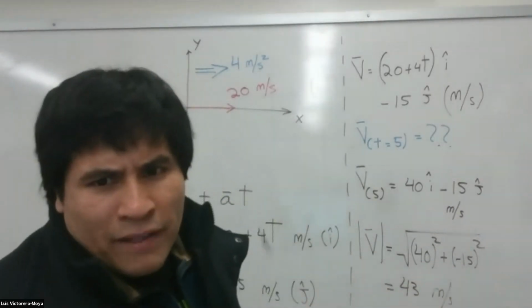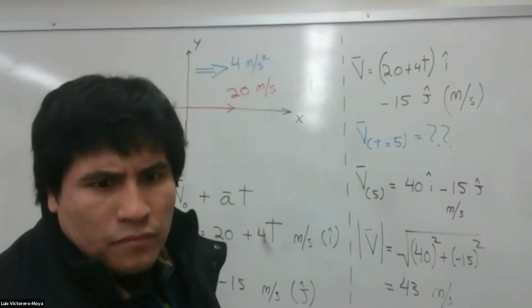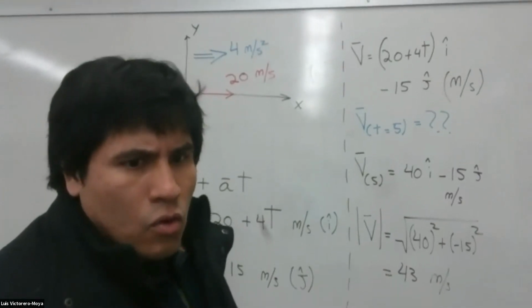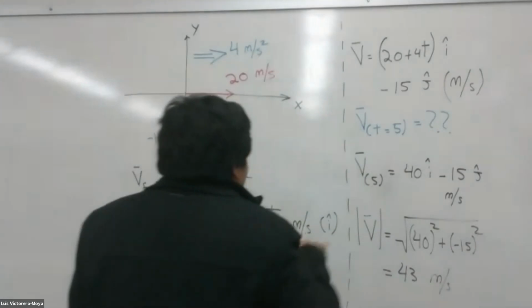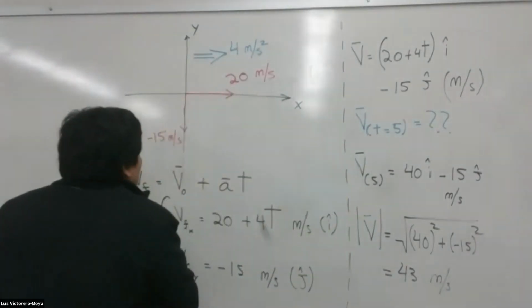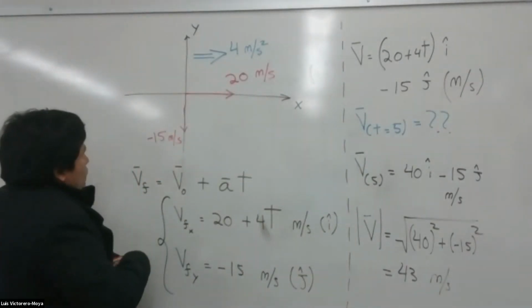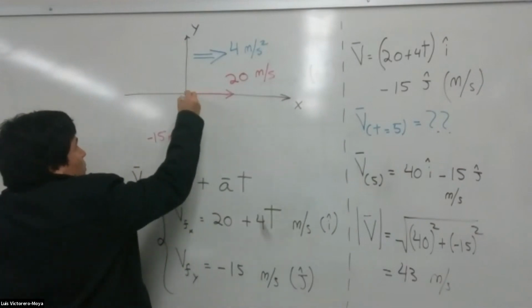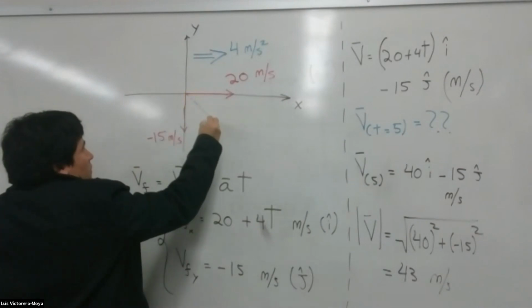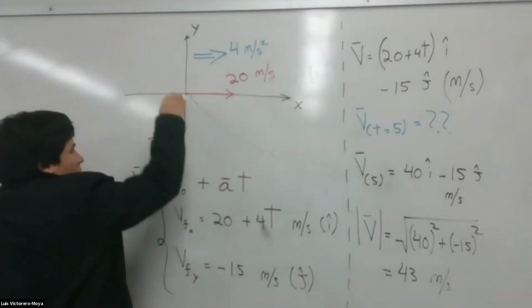So magnitude and vector, right? What other information can I get from this problem? What I can see is that after some time, the particle is probably going to be moving like this, right? That's the trajectory.